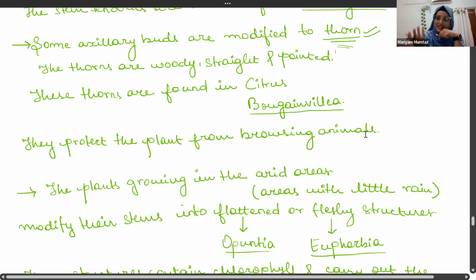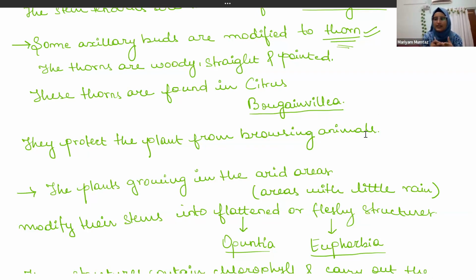Okay, so imagine, if you try to put your finger on that structure, you would find that it is a very hard structure. Since they are thorns, they are meant to poke you, isn't it? So the thorns are woody, they are straight, and they are pointed. No thorn is otherwise. It is always pointed and always straight. And they are found in citrus and bougainvillea.